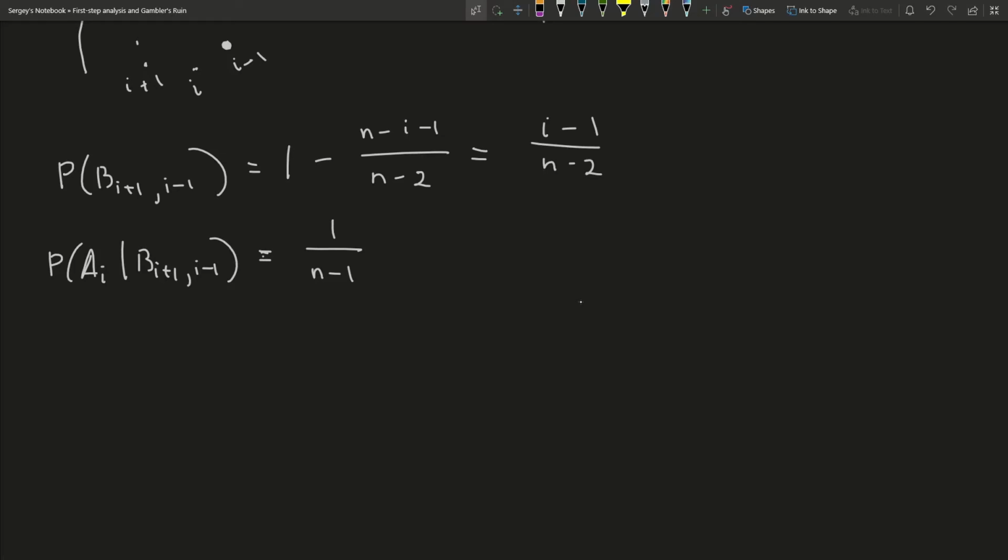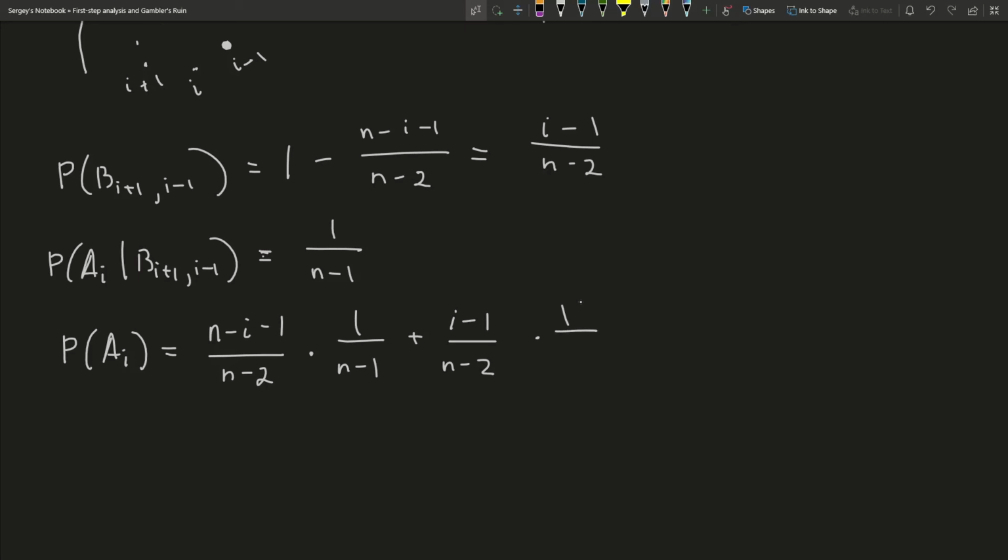And so plugging in these values, we get the probability that the ith sheep is eaten last equals n minus i minus 1 over n minus 2 multiplied by 1 over n minus 1, plus i minus 1 over n minus 2 times again 1 over n minus 1. And simplifying the expression, we get 1 over n minus 1.